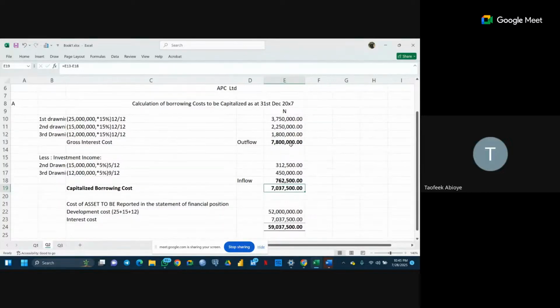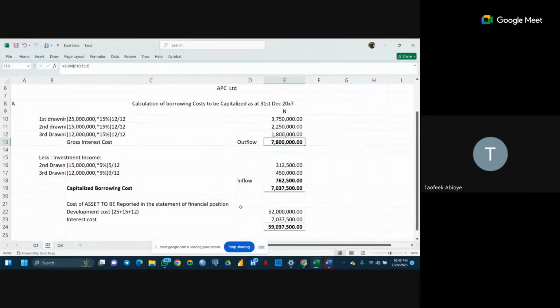Yes, sir. But plus or minus, at the end of the day, the net money I'm paying you is 7,037,000, because I've also received income of 7,762,500. Okay. So this 762,500 was less from the 7,800,000.